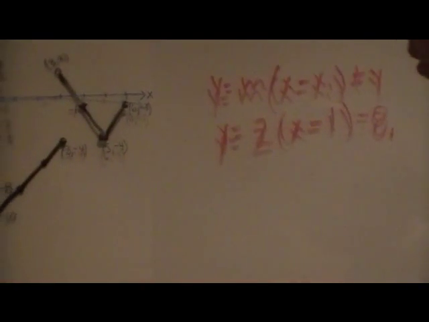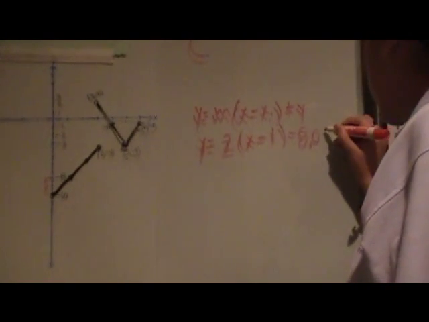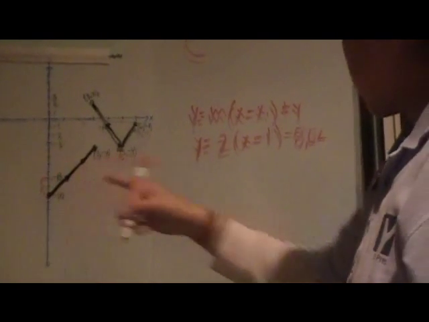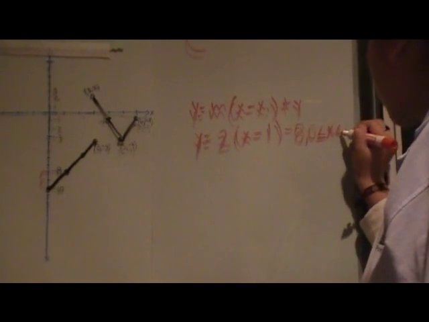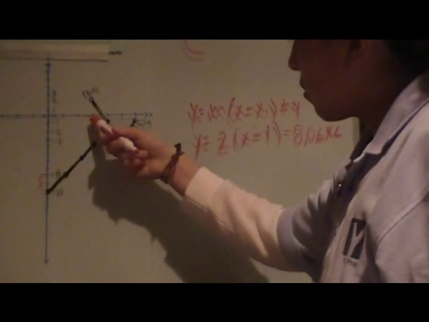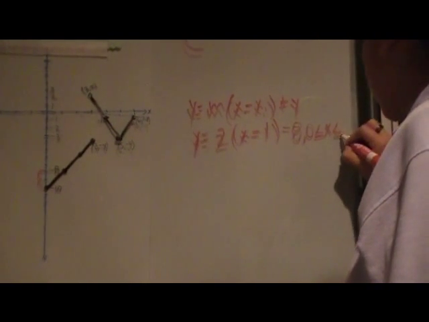Now we have to write the restricted domain. So it starts at 0, and because it is closed, it will be included, all the way to 3. And it also is closed, so it also will be included.